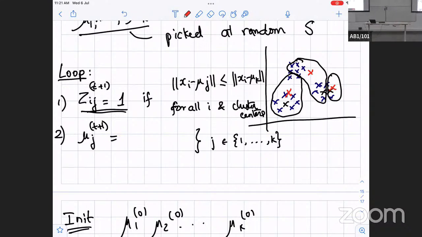Yes. So when the clusters don't change, that means you are at the local optima. If the cluster assignments are not changing, so from one loop to the next loop, zij's may change, right? If that doesn't change by more than, let's say, 1%, then you stop.